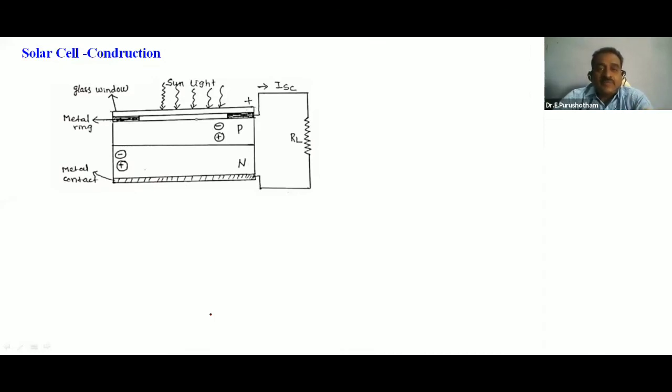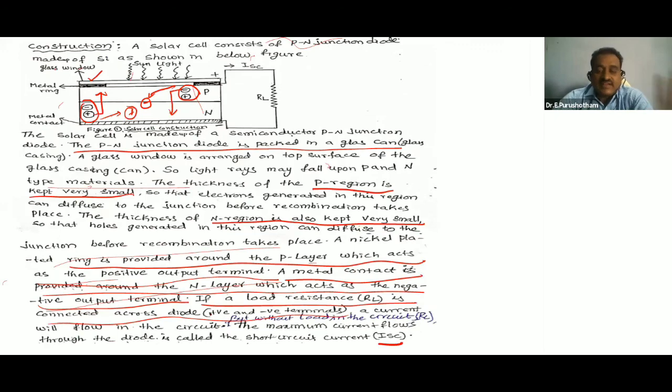On top of the p-type semiconductor, a metal ring is connected. At the bottom of the n-type also a metal ring is connected. The metal ring on top of the P behaves as the positive terminal. The metal ring at the bottom of the N behaves as the negative terminal. The positive and negative terminals are connected to a load resistance. Then some current can flow through the circuit, that is called short circuit current. This is the construction.